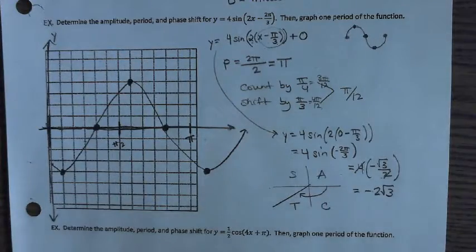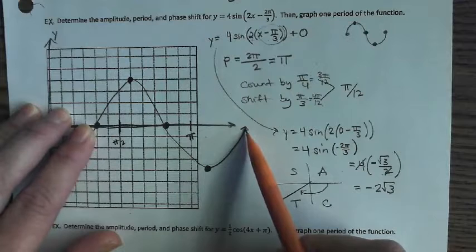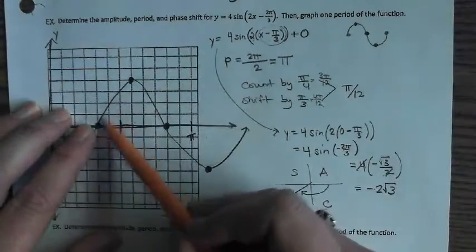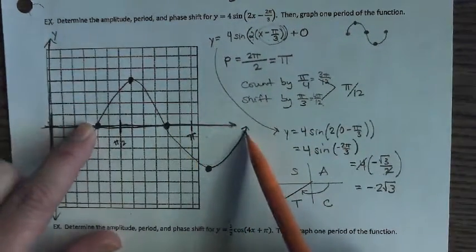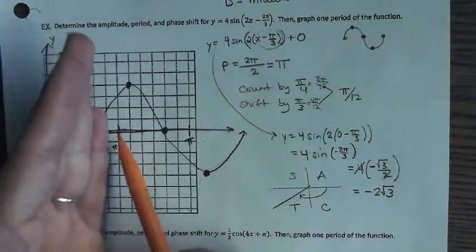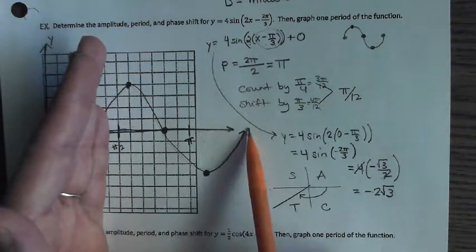The period is pi, which means that's the length of the cycle. Because I shifted it, because there's a shift as well, the length of the cycle is still pi. It's just I shifted it pi over 3 to the right, so it's actually going to end pi over 3 units past pi. Okay?